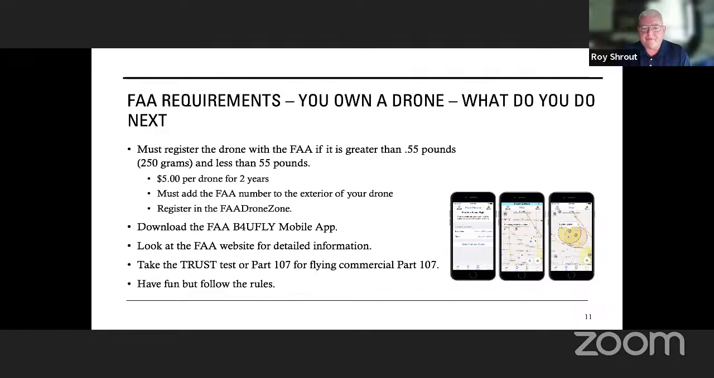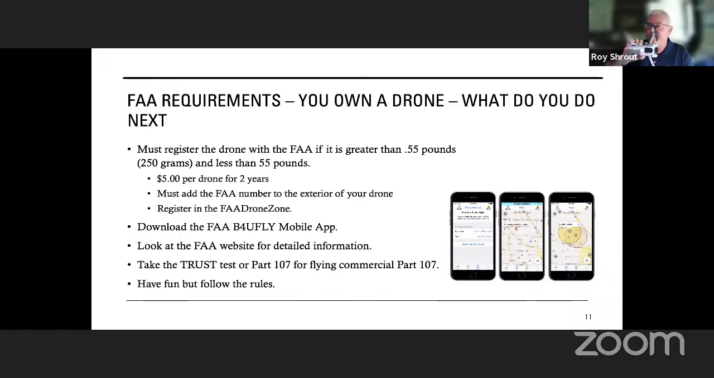First off, if your drone is more than 250 grams, in other words, 0.55 pounds, you must register it with the FAA. There's a website to go on there. It costs you $5. It's good for 2 years. Then 2 years later, you renew it, again for $5. Once you have registered that drone, just like a general aviation aircraft or any kind of commercial aircraft, you must display the FAA number on the exterior of the aircraft. So in most cases, and I'll show you on mine real quick.